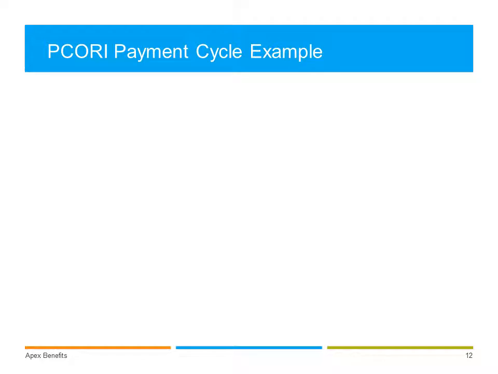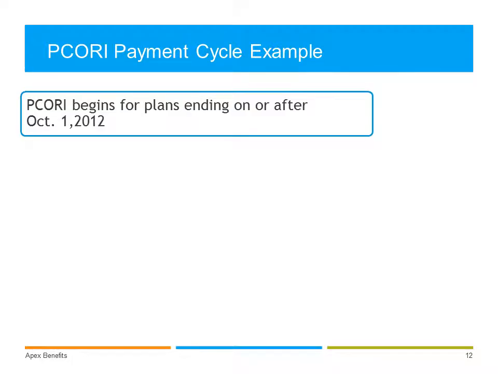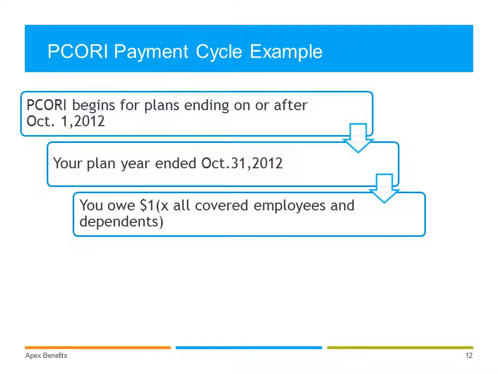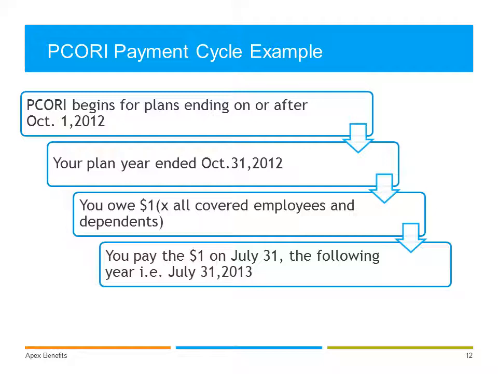Let's view a PCORI payment cycle example. So, as a reminder, PCORI begins for plan years ending on or after October 1st of 2012. Let's say your plan ended October 31st of 2012. You will owe $1 times all the covered employees and covered dependents. You'll pay that $1 on July 31st the following year.